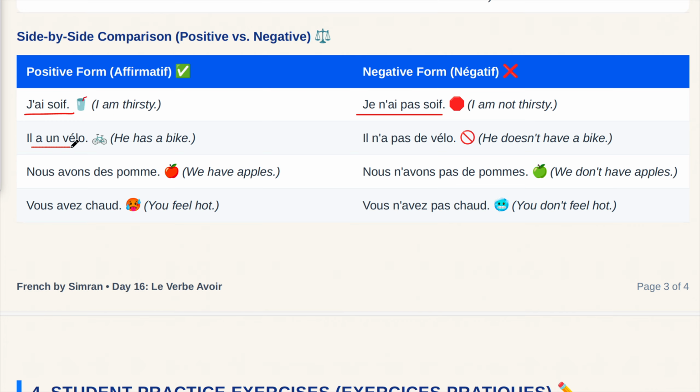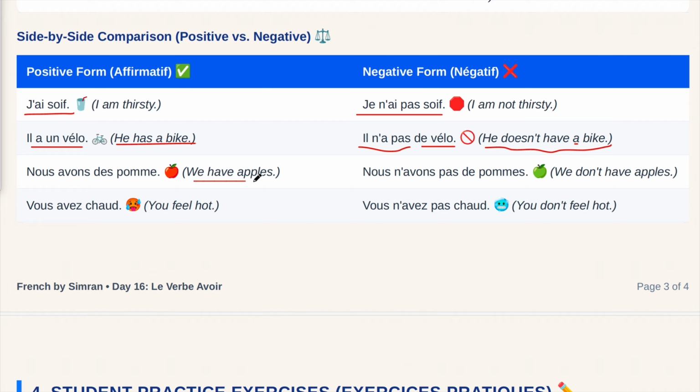Il a un vélo. Il a un vélo means he has a bike. He has is nothing but il a. A bike means un vélo. So if you want to say he doesn't have a bike, it becomes il n'a pas. For a we are using il n'a pas de vélo.